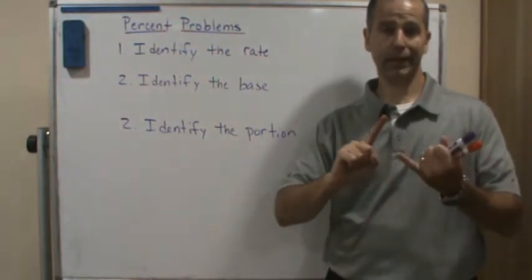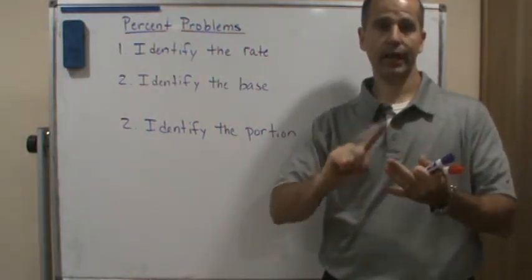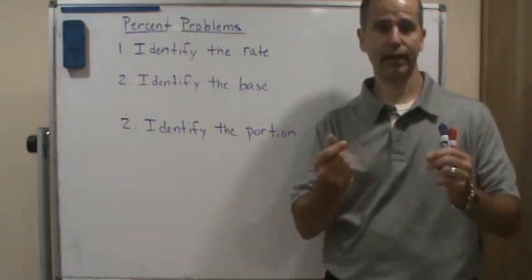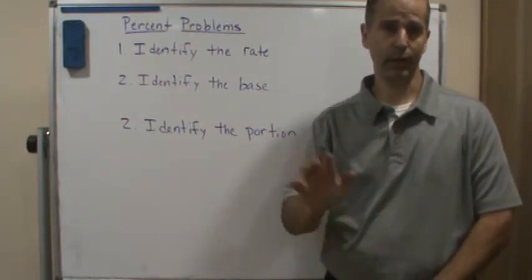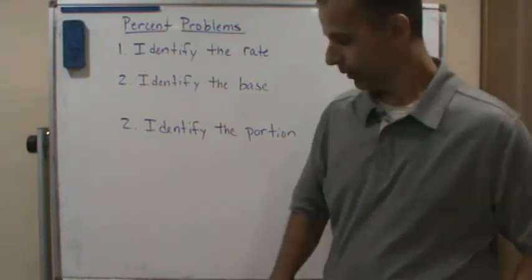So you've got to be able to pick out the base, the portion, and the rate of the problem. And once you do that, then you just plug it in and chug away and get the answer. Okay, so how do we do that?